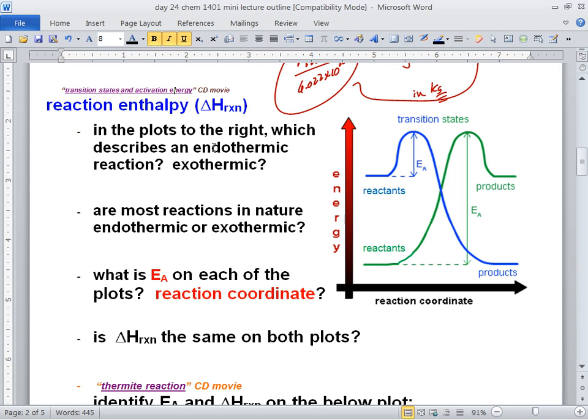So in the plots to the right, which describes an endothermic reaction, Dylan, and which describes an exothermic? We've got a blue and a green one. Which is which? Exothermic's blue. Why is he right? Not absorb energy. It gives it off, right? Because remember, exo was supposed to be giving off heat. Heat's a product. So you're starting out at really high energy, and end up really low. Definitely the blue one. You end up with products that are really low energy, so all that missing energy is just given off as heat. So then the endothermic one must be the green one.